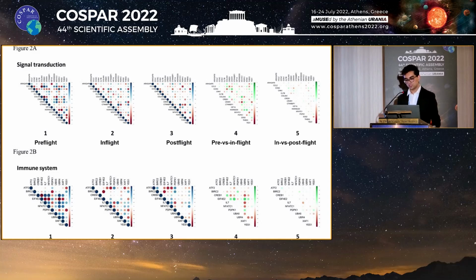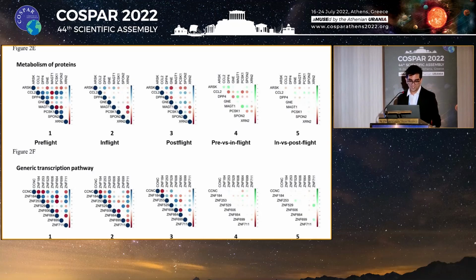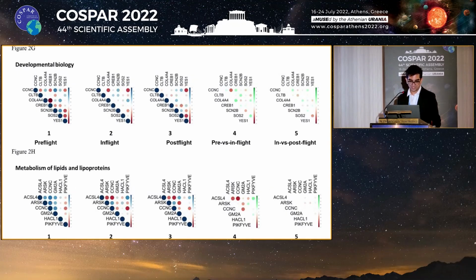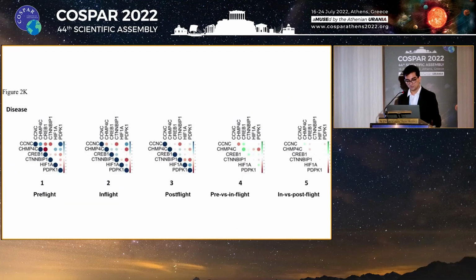So this loss in correlation is mirrored in signal transduction, immune system, gene expression, metabolism of proteins, generic transcription, developmental biology, lipid and lipoprotein metabolism, axon guidance, innate immune system, and very descriptively, disease. So I like this part a lot because not only do I get to talk fast and show a lot of pictures, but it also shows how far-reaching and widespread this correlation loss is across the entire genome.